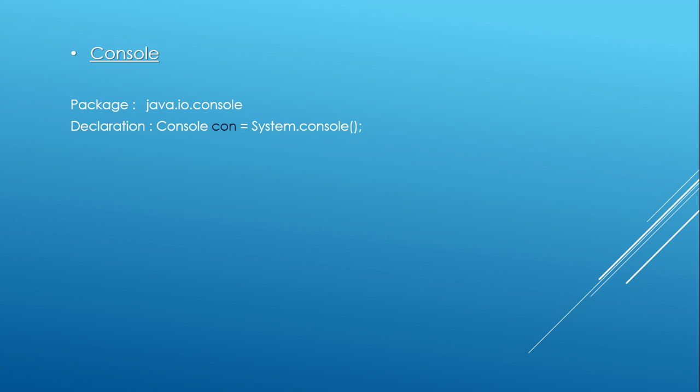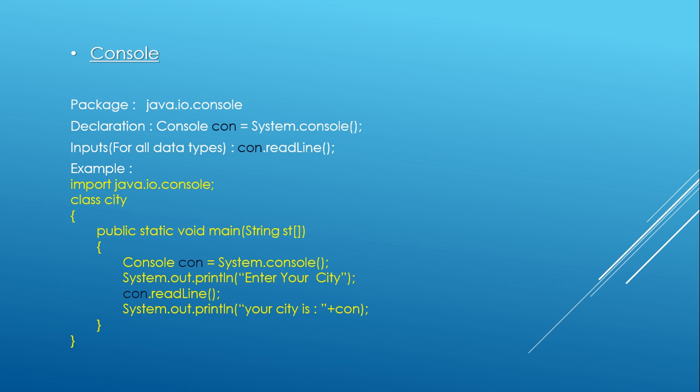Second, how we can declare console. For that, Console object name equal to System.console(). In this way, we can create an instance of the Console class. Now to take input with the help of this object, we use readLine. So suppose we want to read some integer value from the user, then we will use con.readLine. And suppose we want to take a string value from the user, then also we will use con.readLine.